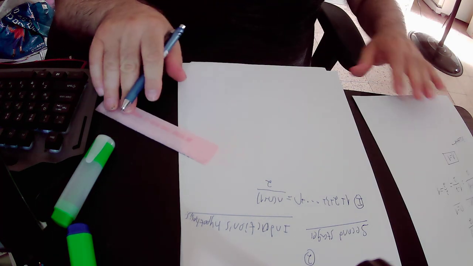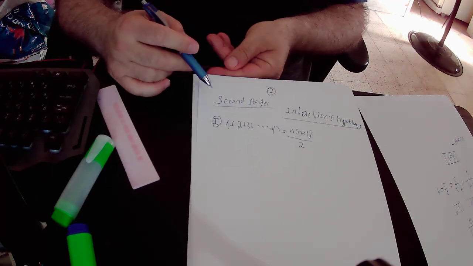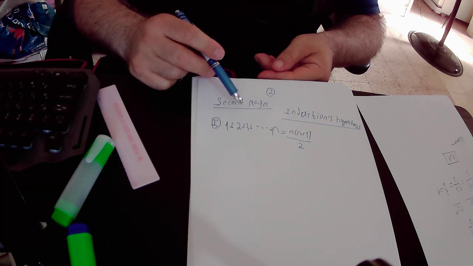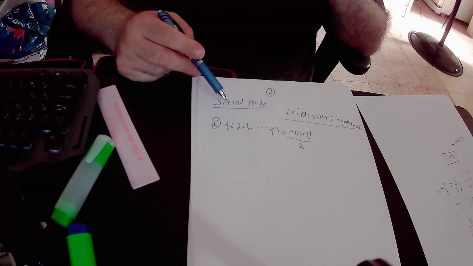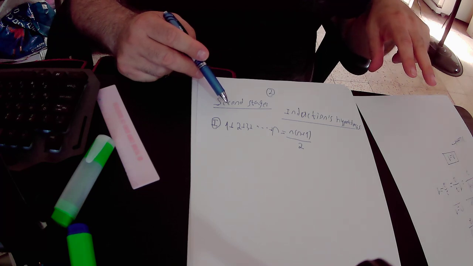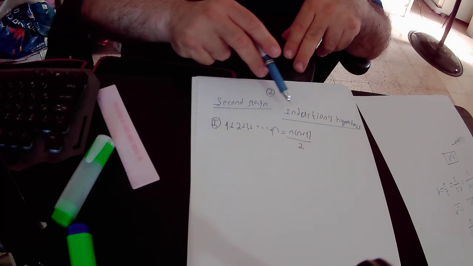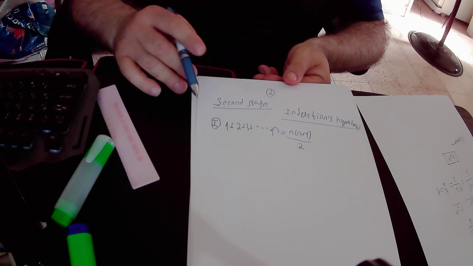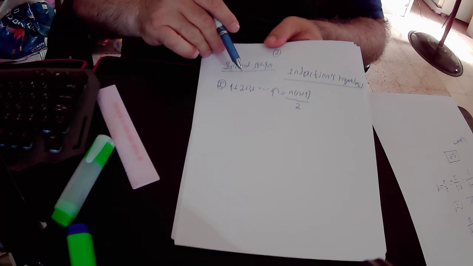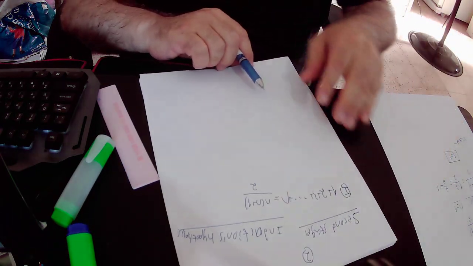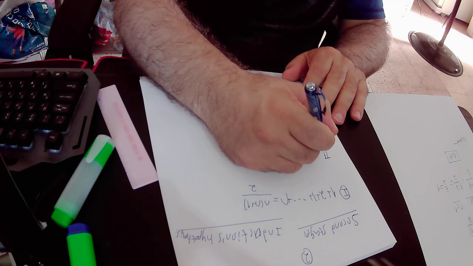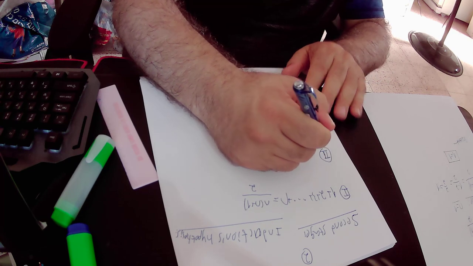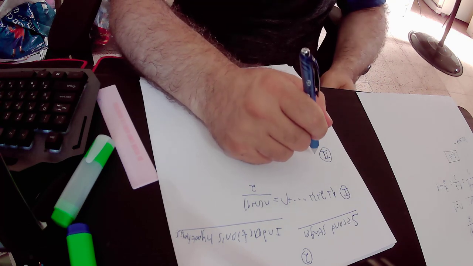So actually the first equation is the induction hypothesis, or induction assumption, that this statement is true for n. Okay, and as we rely on this assumption, we will prove the statement for n plus 1. So the second equation that we have to prove will be for n plus 1.